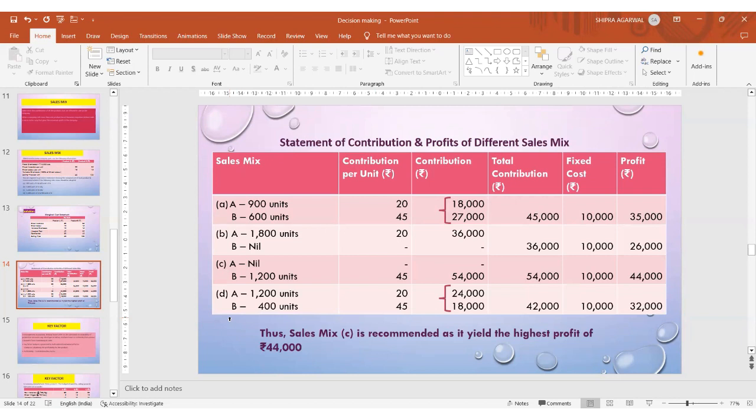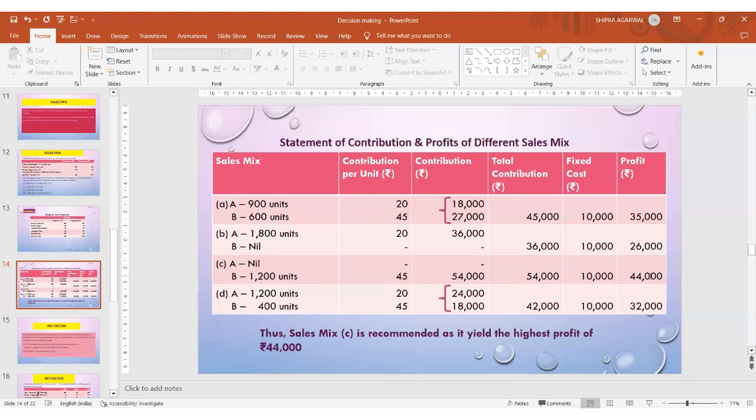Now moving on to the last option available, where you have 1200 units of A and 400 units of B. In this case, for A, my contribution is 20, so that will be 1200 into 20, that is 24,000. For B, it is 400 into 45, that is 18,000. So the total contribution stands at 42,000. My fixed cost again remains the same, that is 10,000. So when I subtract the fixed cost from the total contribution, I get the total profit as 32,000.